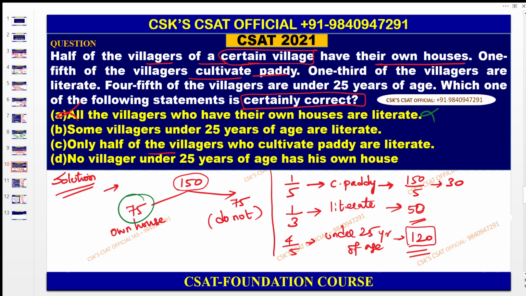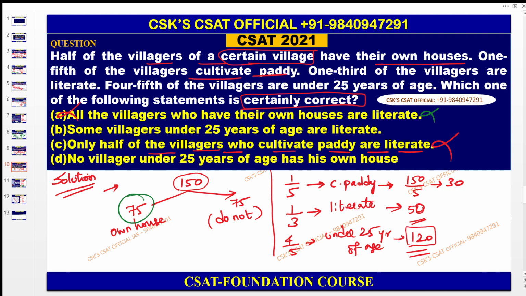Only half of the villagers who cultivate paddy are literate. Half of the only half. So 30 here. Half? No. Check this. Half of the villagers who cultivate paddy. Cultivate paddy here is 30 only. Half here is nothing but 15. But here it is 50. Okay, you can eliminate that one.